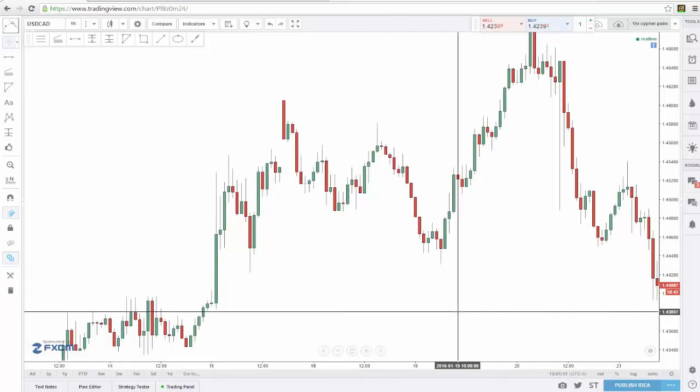there's a good example of a successful Gartley pattern right in front of you on the screen. And I'll give you a second to see if you can spot that.